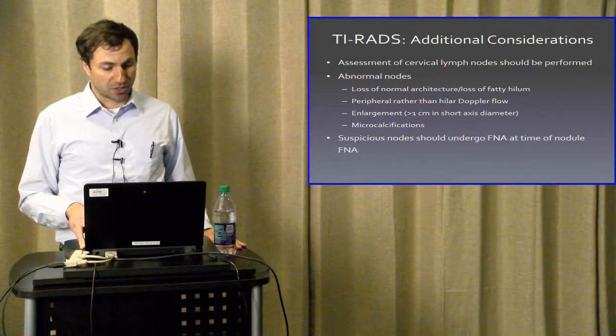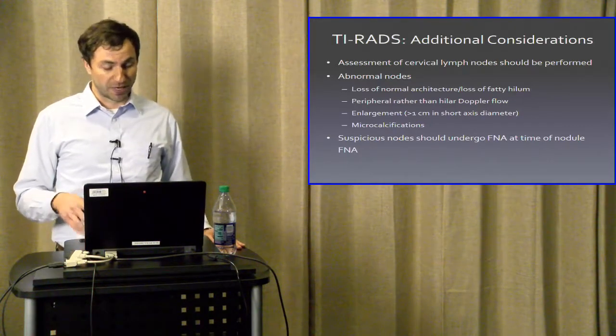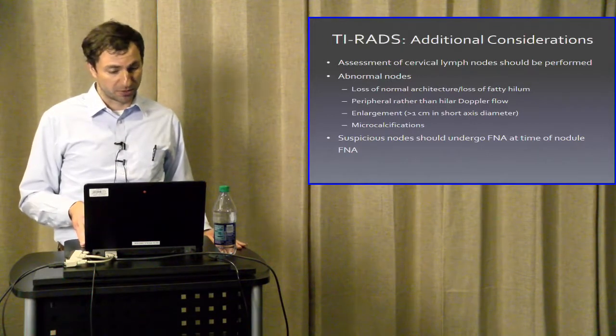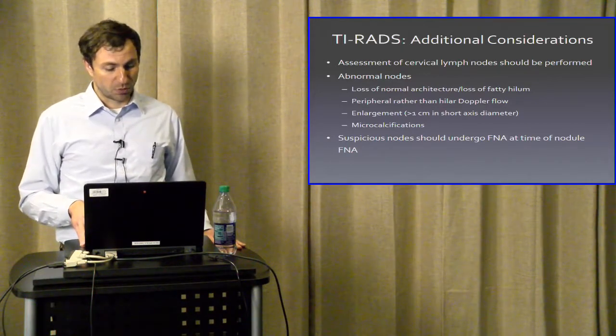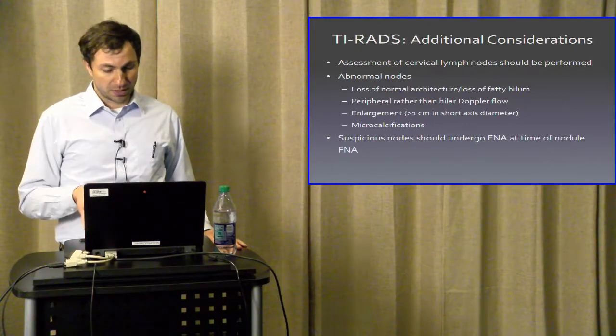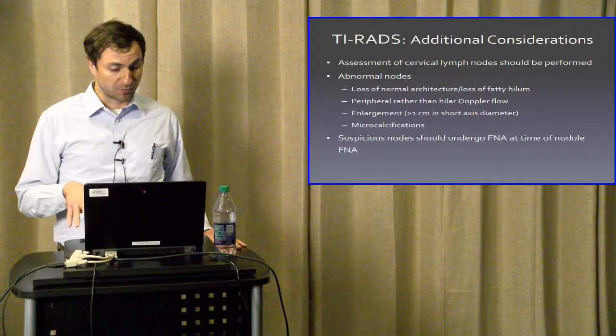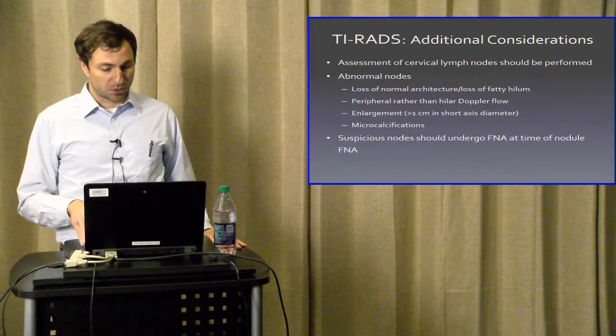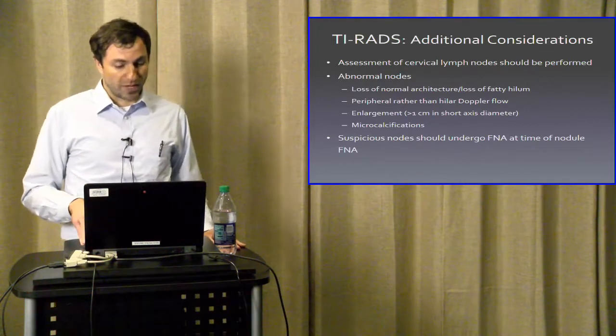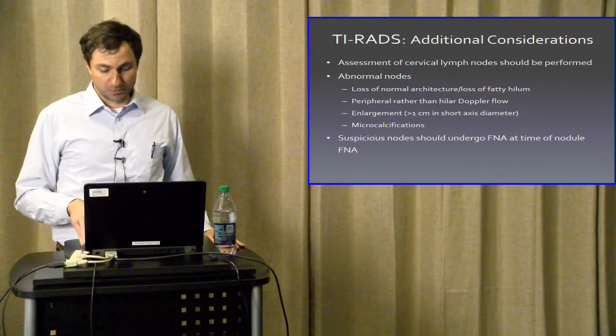And just like the thyroid nodules themselves, some of these lymph nodes, if they contain metastatic disease, can have microcalcifications. So that should be important to recognize during ultrasound as well. And if you identify a suspicious lymph node, that can be aspirated at the time of thyroid FNA as well.